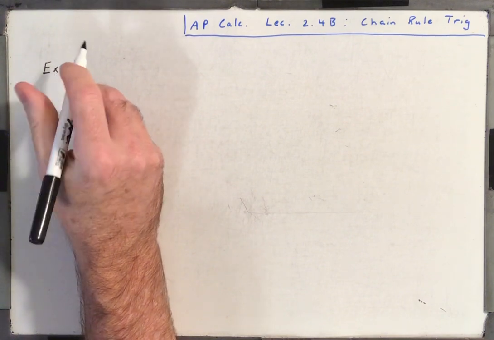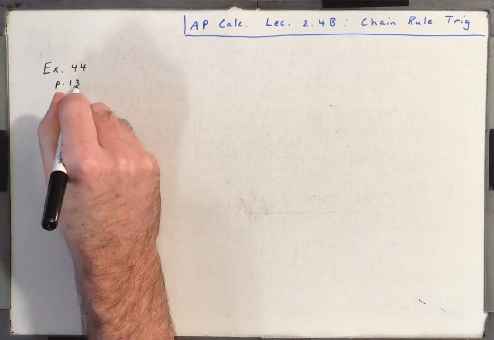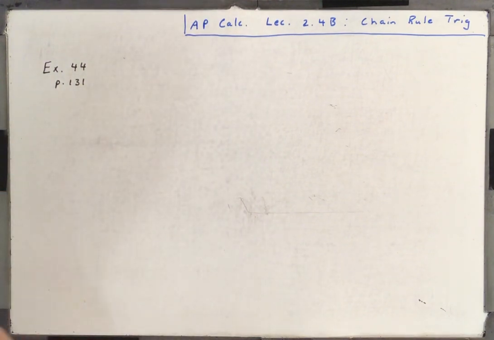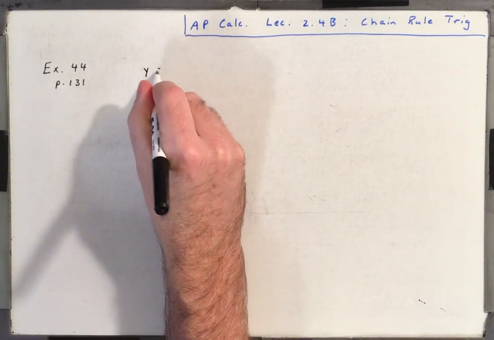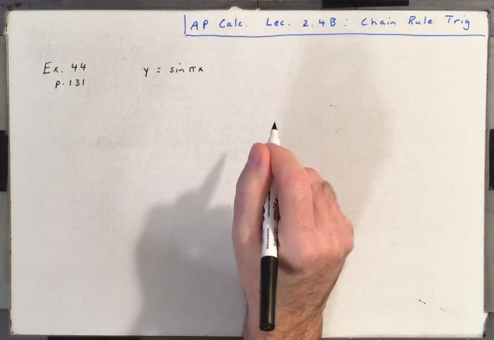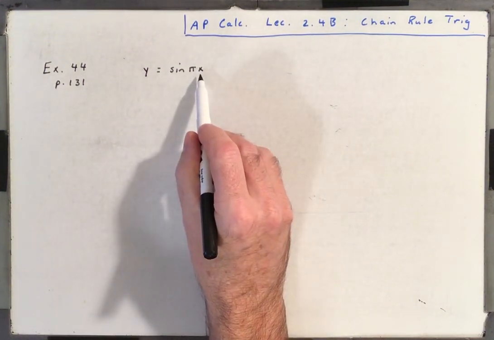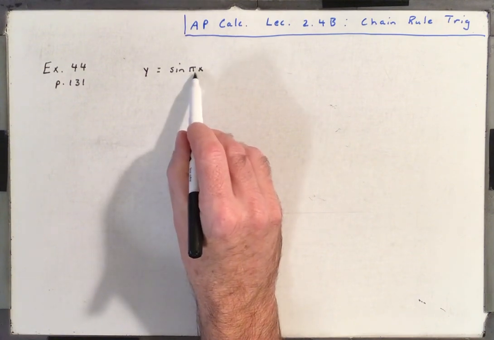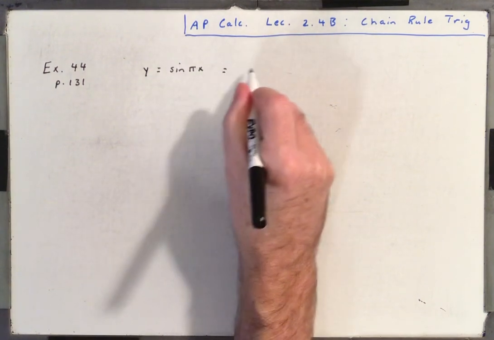First example is 44 on page 131. On that one, we have y is equal to sine pi x. An easier way: if this were just x, the derivative would just be cosine x, right? What makes it different is that there is something in front of the x. So to help us think about this, I'm going to rewrite it like this.